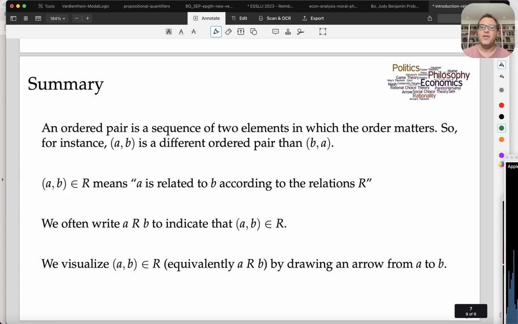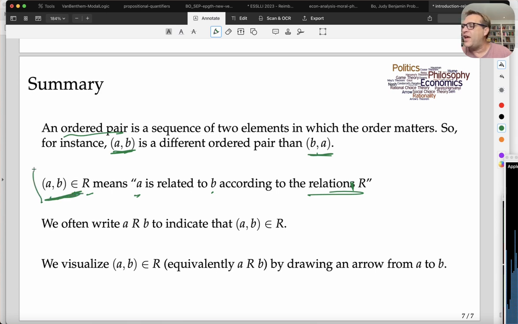So to summarize, an ordered pair is a sequence of two elements in which the order matters. So for instance, the ordered pair AB represents a different relationship than the ordered pair BA. And we write AB is an element of R. You can take that to mean that A is related to B according to the relation R. That's what we mean when we say that AB is an element of R.